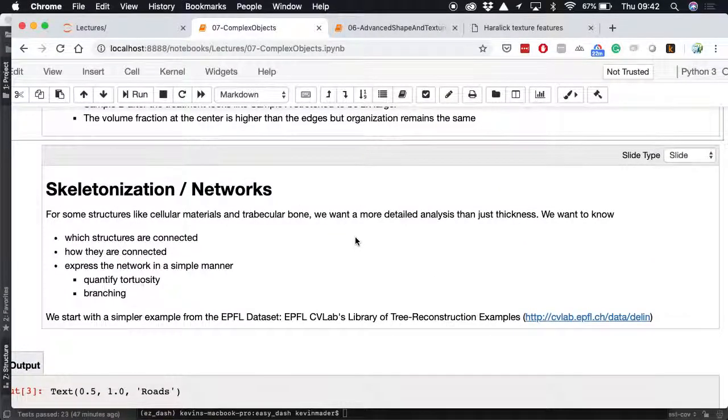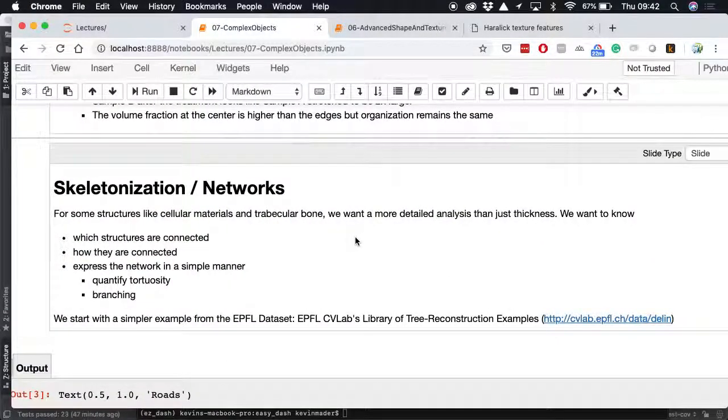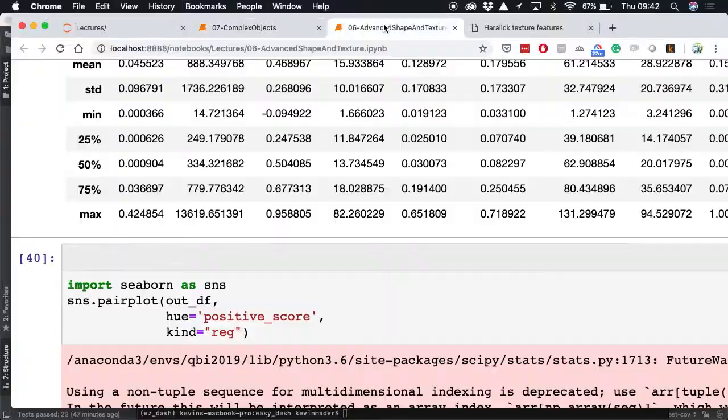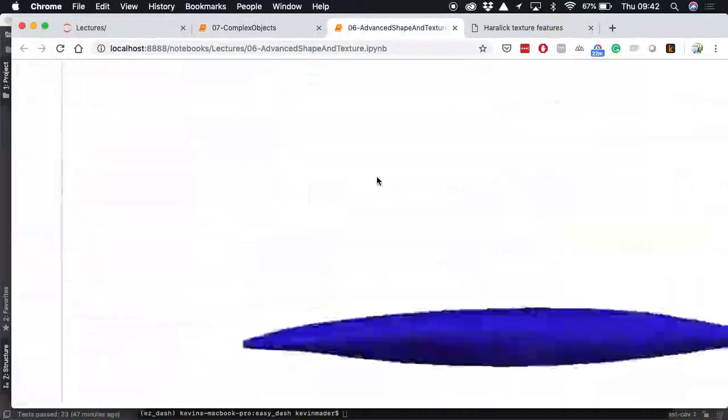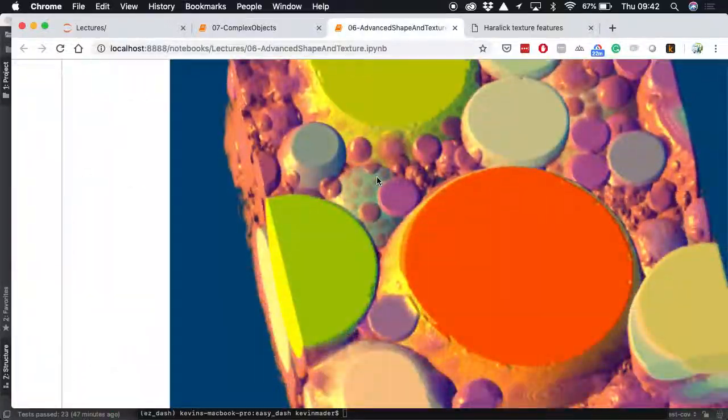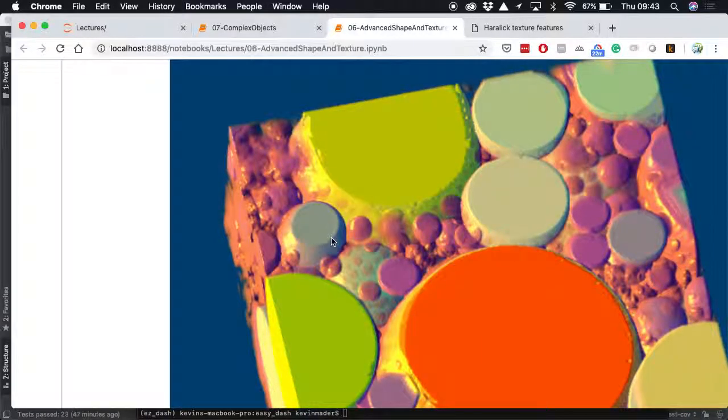And so now the first thing we'll talk about is a concrete problem with skeletonization and networks. For a lot of structures like cellular materials and trabecular bone, we want a more detailed analysis than just thickness. The thickness we talked about in the last lecture gives us a very nice picture. It's also very useful because we can do quantitative analysis on it, so we can measure distances and see how large objects are.